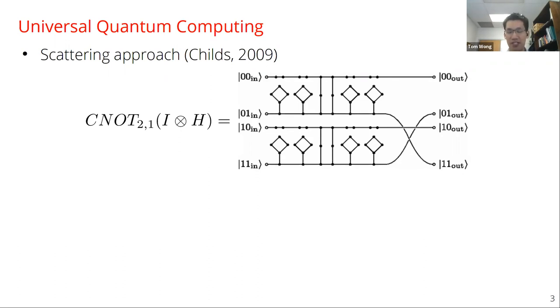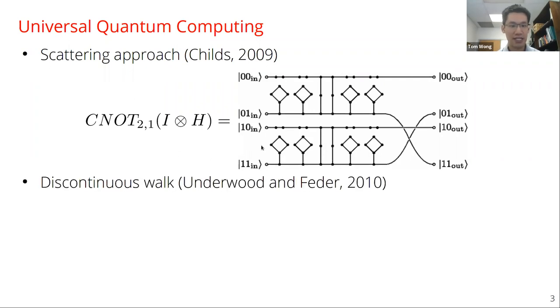If you have two qubits, you have four basis states: 0,0, 0,1, 1,0, 1,1. You have a rail for each of these basis states, and then you add these little graphs in between, and these graphs will implement different gates, as we saw from David's talk. So this is one way to implement quantum gates using quantum walks.